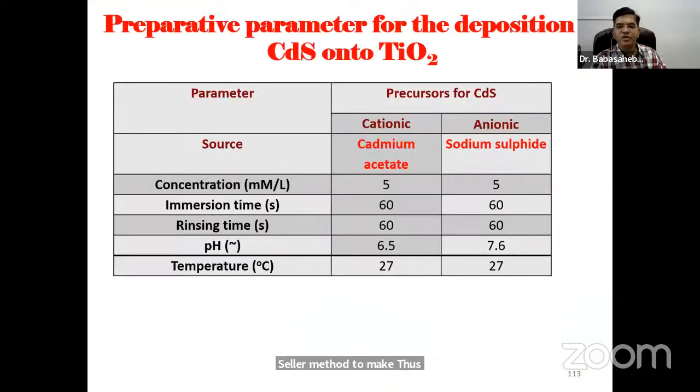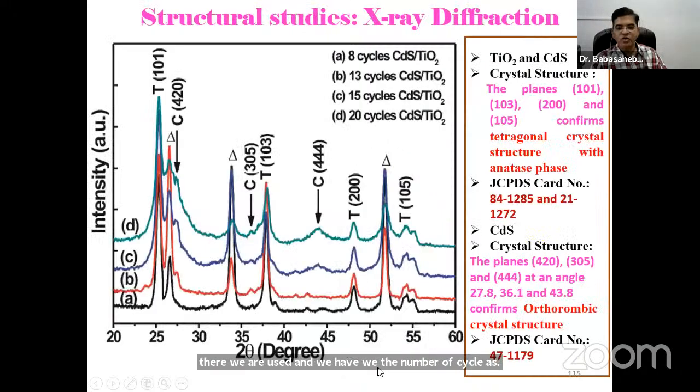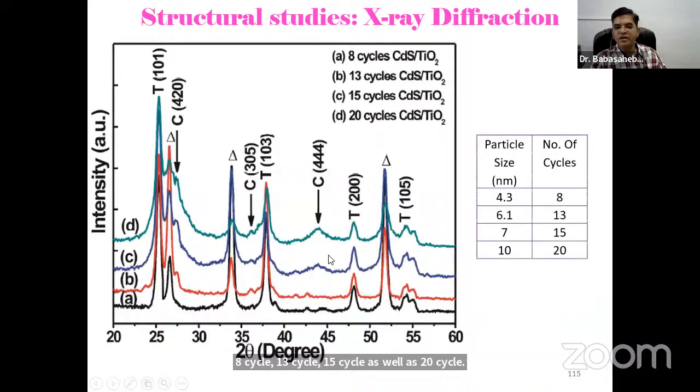Here, what we have done is coat titanium dioxide by using the spin coating technique that I have already demonstrated. Then the SILAR method, which is just a dipping technique, we have used, and we have varied the number of cycles as 8 cycles, 13 cycles, 15 cycles as well as 20 cycles. So we have done the X-ray diffraction pattern just to calculate the size of the particle, and you can see that with increasing number of cycles, the size of the particle increases.